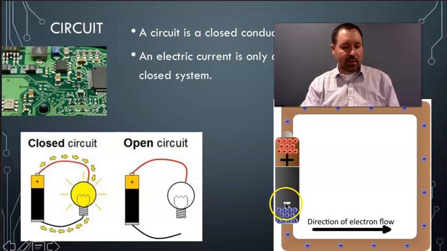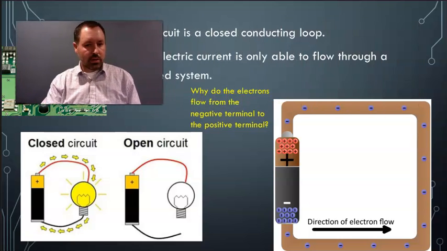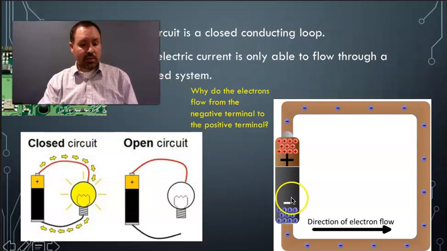In this picture down here, this one's correct. We've got all the electrons down here, the negative ions, and they're pushing electrons through this wire all the way to the positive side. We have a closed conducting loop. We have a circuit. So it says, why do electrons flow from the negative terminal to the positive terminal? And this is not a joke. It's because the electrons in this wire are repelled by the negatives.